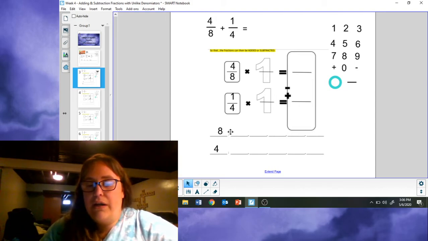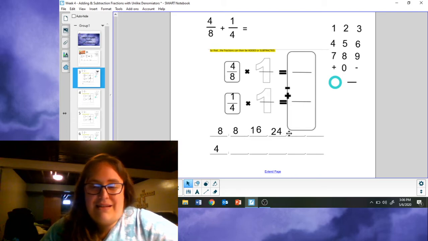Okay, so following your 8 across on your multiplication chart, we need the multiples of 8. So 8 times 2 is 16. We're skip counting. And then 16, the next one would be 24.